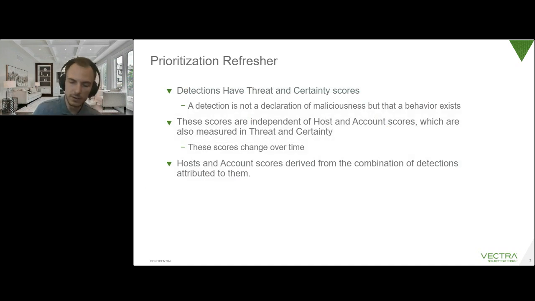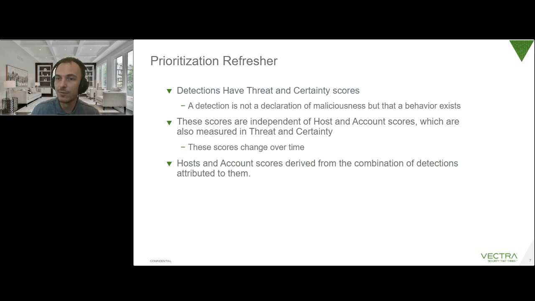So just to lay the foundation here, right? Detections have threat uncertainty scores. Now, other than one or two cases, no detection is a declaration of maliciousness, just that a behavior exists, right? So a port scan detection, for example, is not saying that a malicious actor is doing a port scan. We're saying that a port scan has happened, and it's happened from this particular host, right? It's the additional context, from other behaviors or through knowing what the system is, that we can make that declaration of this is suspicious, this is malicious, this is benign, right?